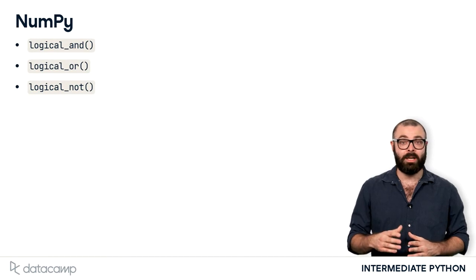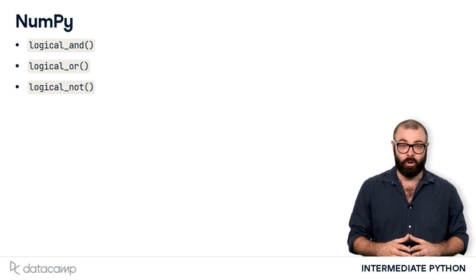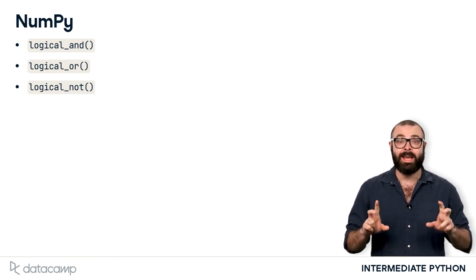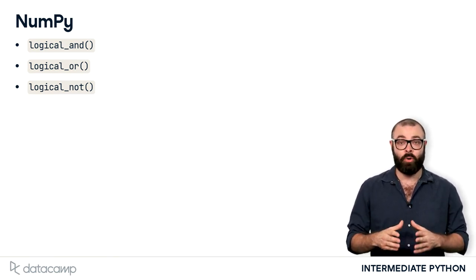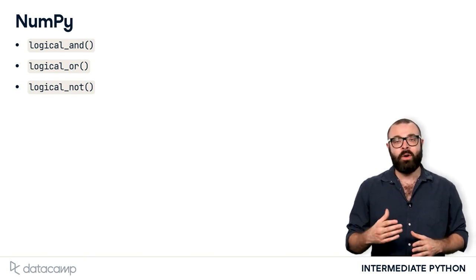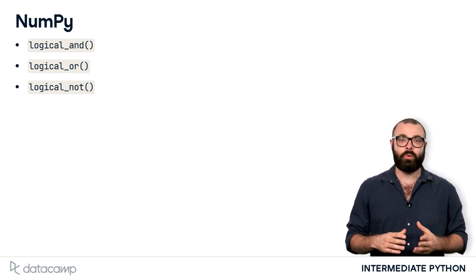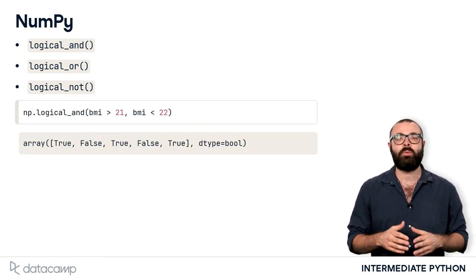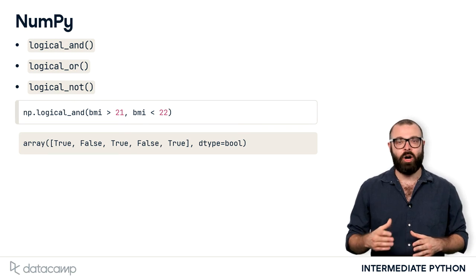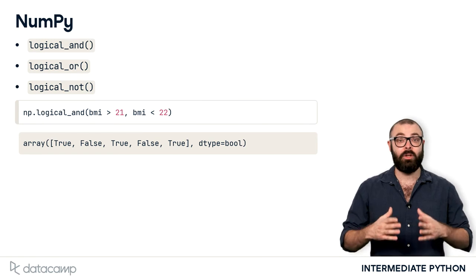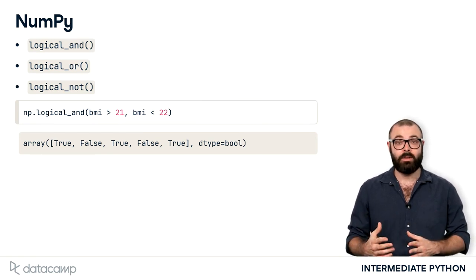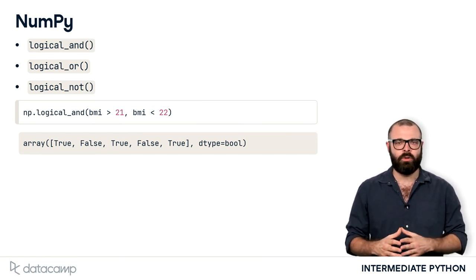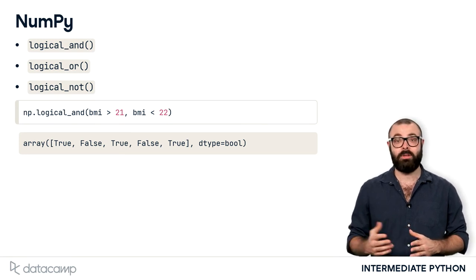After some digging in the NumPy documentation, you can find the functions logical_and, logical_or, and logical_not, the array equivalents of AND, OR, and NOT. To find out which BMIs are between 21 and 22, we thus need this call. Again, as we expect from NumPy, the AND operation is performed element-wise. True and true gives true, like these ones, but false and true or true and false give false, like for these elements.